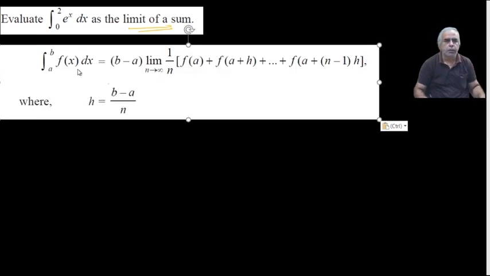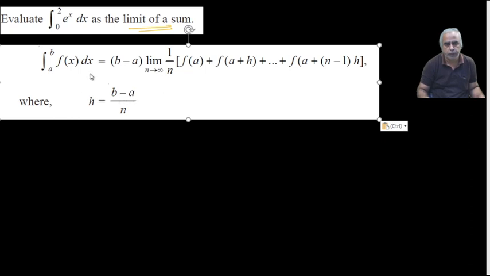Let us discuss this problem. Evaluate the integral between the limits 0 and 2 of e power x dx as the limit of a sum. We know the formula, that is, the integral between the limits a and b of f of x dx is equal to b minus a, etc.